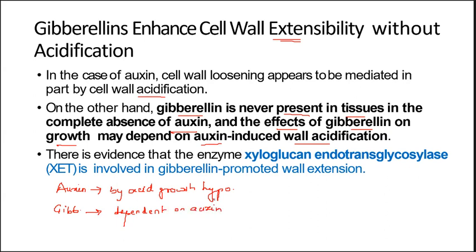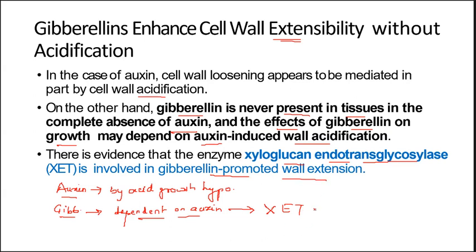Okay, so auxin shows the acid growth hypothesis, and when auxin shows this kind of effect, gibberellin also shows its effect. So what is actually the mechanism of gibberellin cell wall loosening? It was observed that gibberellin activates an enzyme known as Z. The full form is xyloglucan endotransglycosylase, which helps in gibberellin promoted cell wall extension.